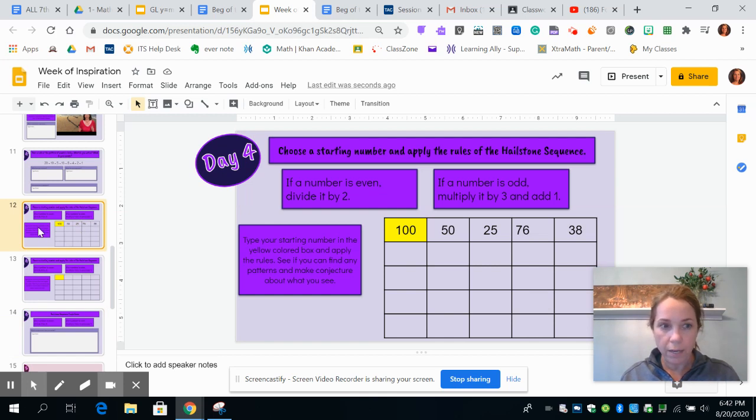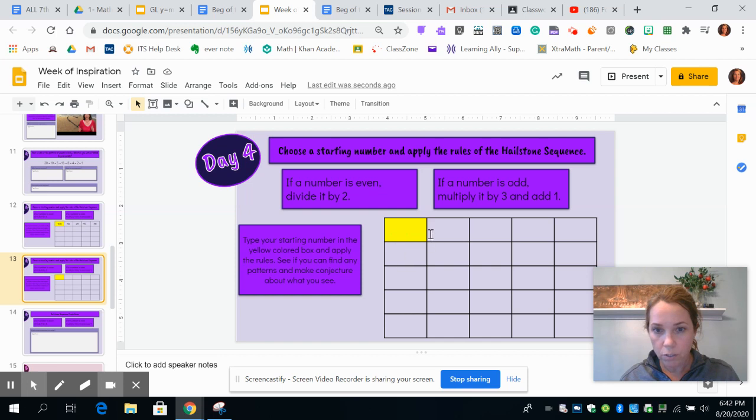Now this is mine, right, which is slide 12, and then you would look at slide 13, because slide 13 is where you're going to do your work, right? So you're going to pick any number in here. If it's an even number, you're going to grab a calculator and you're going to divide it by 2. If it's an odd number, you're going to grab your calculator and you're going to multiply it by 3 and then add 1, and then that number goes here.